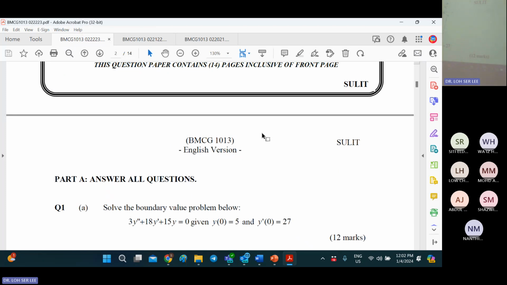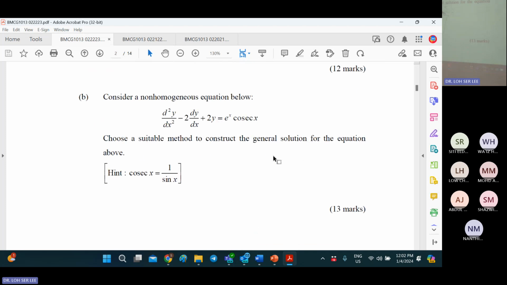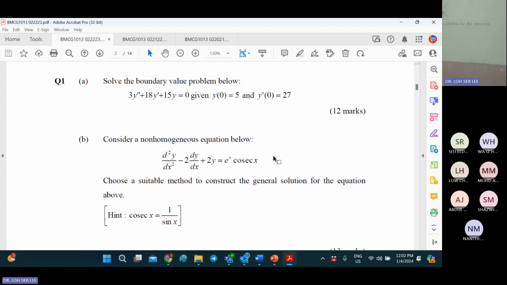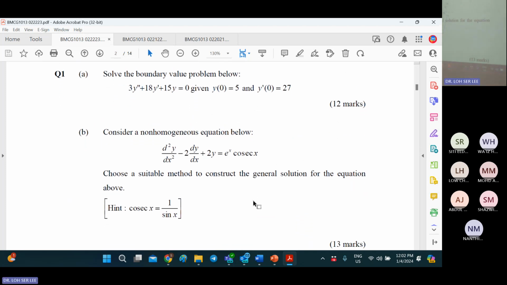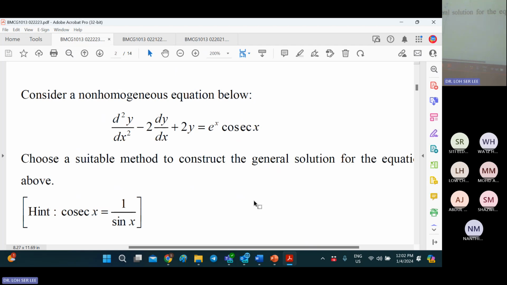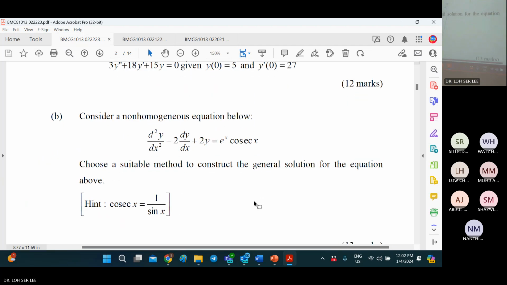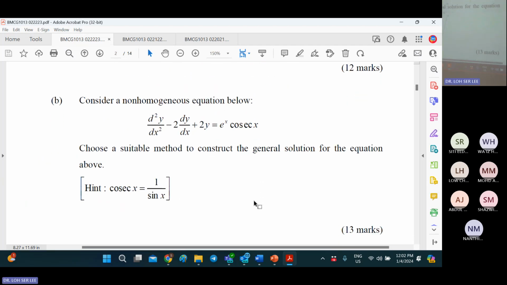Okay, now pass your question papers. Question 1B. Consider a non-homogeneous equation below. Choose a suitable method to construct the general solution for the question above. So this one, it should be undetermined coefficients method or variation of parameters.